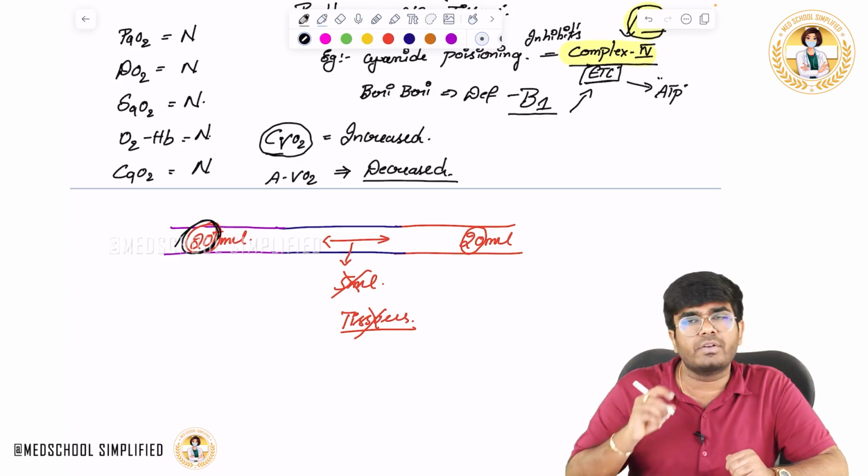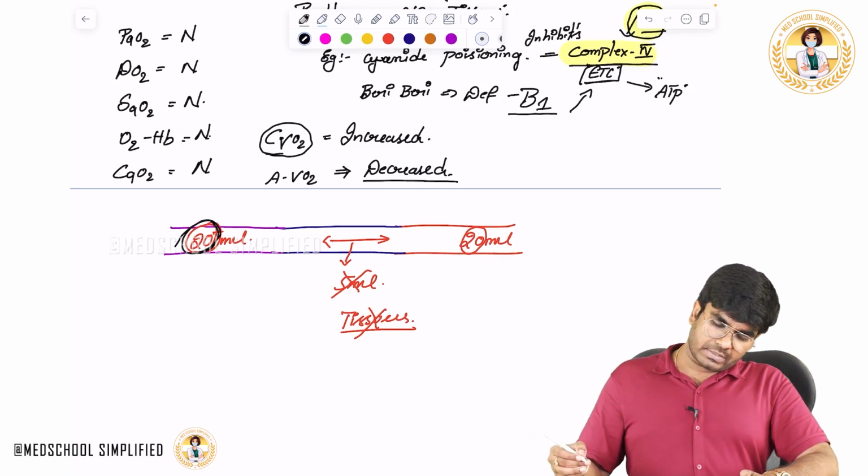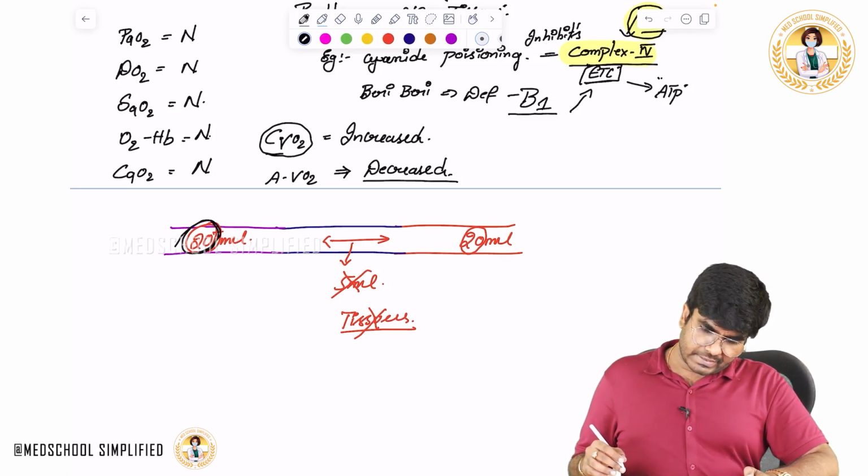Normally the difference should be 5. Now there is no difference, it's the same. Okay, so these are the points which I want you to know for your exam.